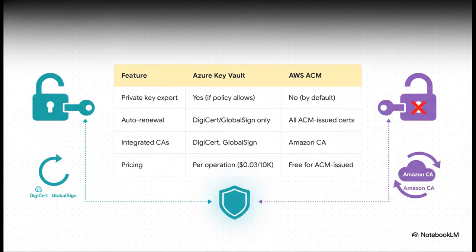That gives you a ton of flexibility, but it also puts the security responsibility on you. Over in AWS, ACM locks the private key away. You can't export it by default. That's simpler, maybe more secure in some ways, but it's way less flexible. And look at auto-renewal again. ACM will auto-renew any certificate it issues for free. Key Vault's native auto-renewal, as we know, is limited to just those 2 premium partners. They're both great tools, they just solve the problem in very different ways.